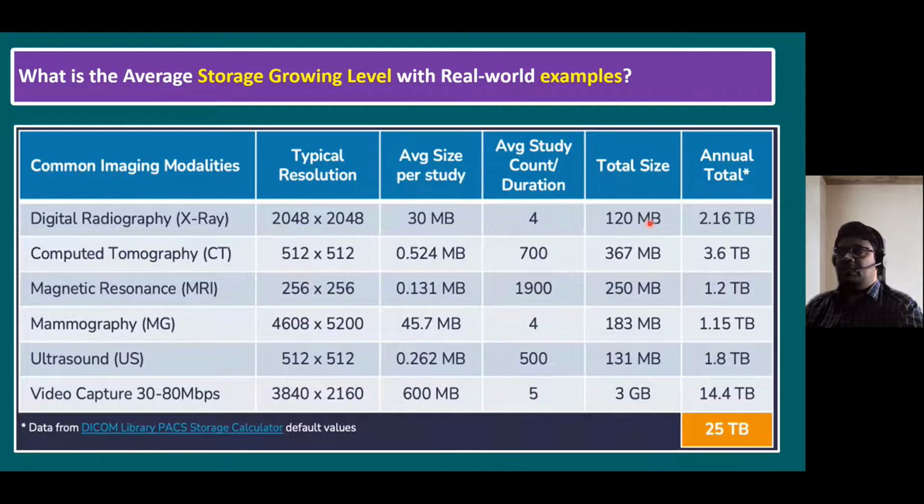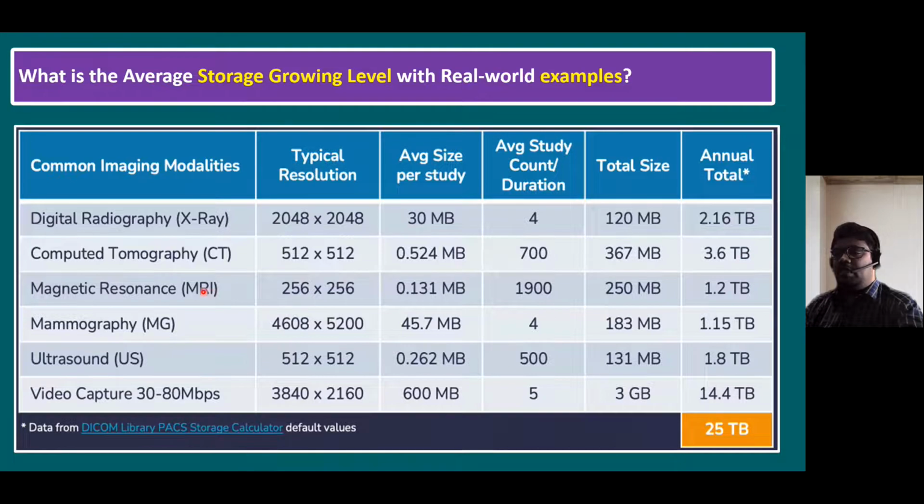These are units we are now familiar with, MB, and this 120 MB is per one day. If you calculate for 365 days, 365 times 120 is equivalent to 2.16 terabytes. That is only for X-ray files in one hospital. In the same way, consider computed tomography, the CT scan. The typical resolution is 512 by 512, the average study is 700 and the size is 367 MB. So the annual total is approximately 3.6 terabytes.